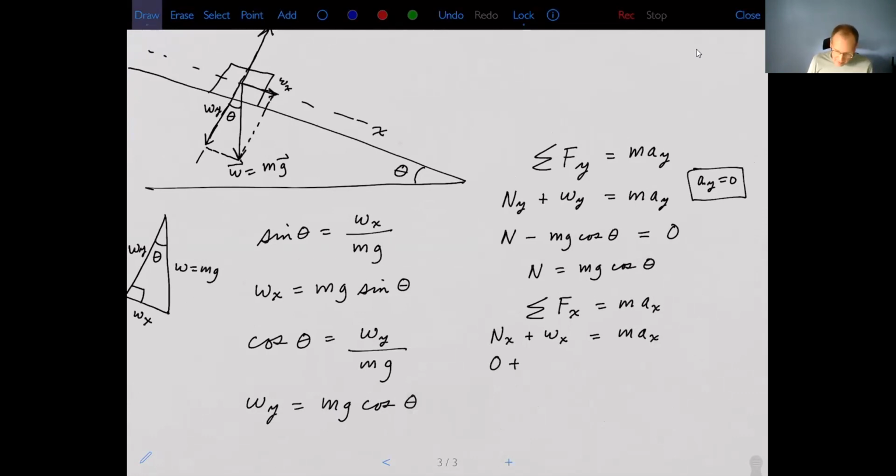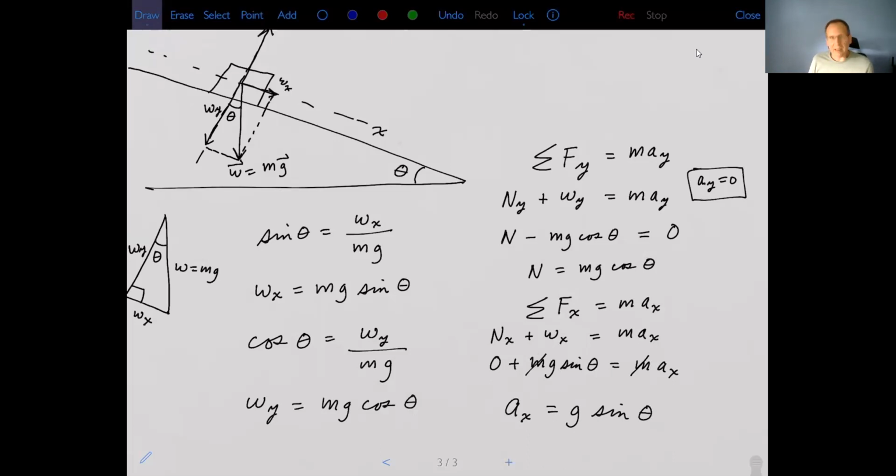How much of the weight is in the x? Well, we already figured it out. It's going to be mg sine theta, and it's positive. So that's got to equal max. And now, of course, we can divide both sides by m, so I can get rid of the m. So it turns out that the acceleration that we want, ax, is simply going to be g sine theta.